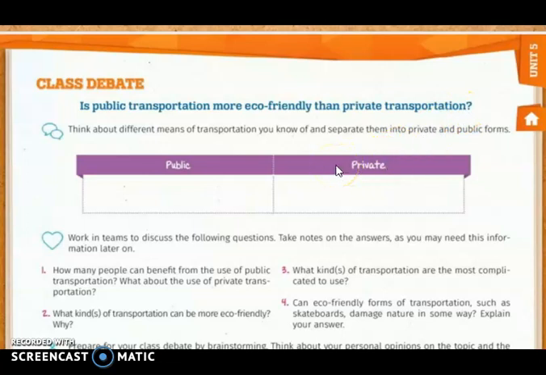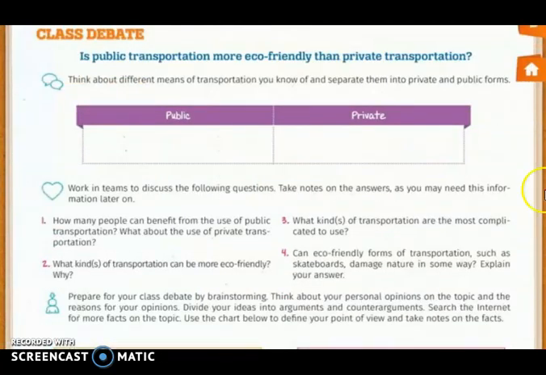In the first exercise, you have to think about different means of transportation you know and separate them into private and public forms. Okay, for example, public: the bus, taxi, and private: car, motorcycle. Then you are going to work individually and answer the following questions that we have here. You are going to answer these questions down in this part.